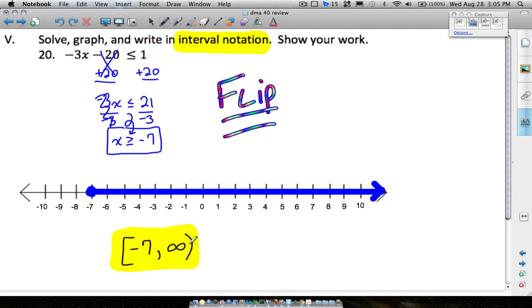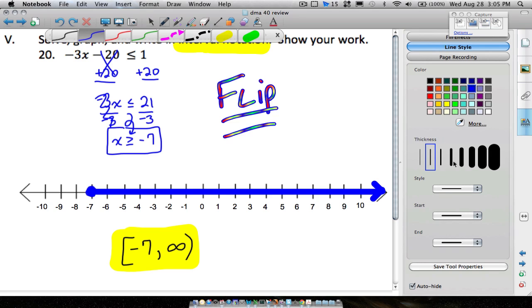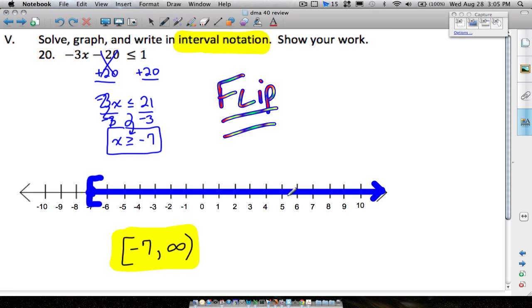I did mention this too. Sometimes you may be taught, instead of putting a closed dot, you might just be taught to put a bracket, which matches that bracket there. But I'll talk about an open symbol too. Bracket or closed symbol, I'll accept either one, should you have decided to put a close bracket. So it could look something like this. Close bracket going that way. All right, next problem.